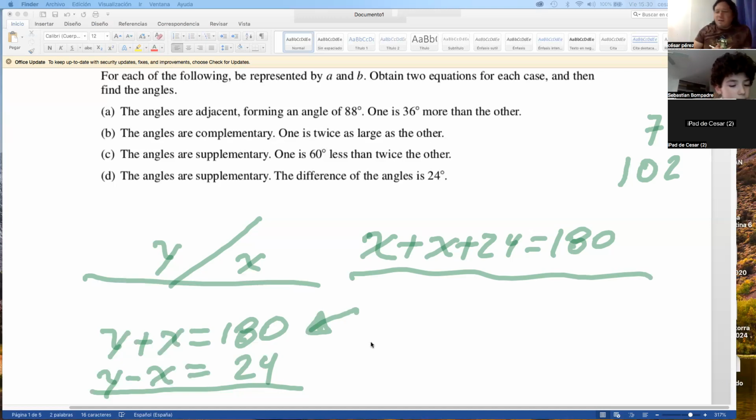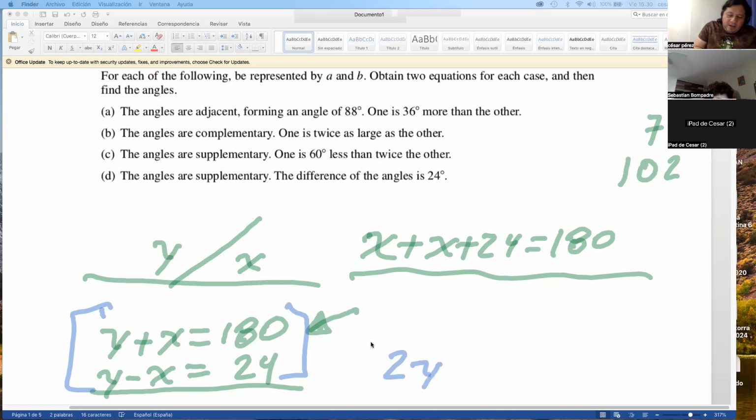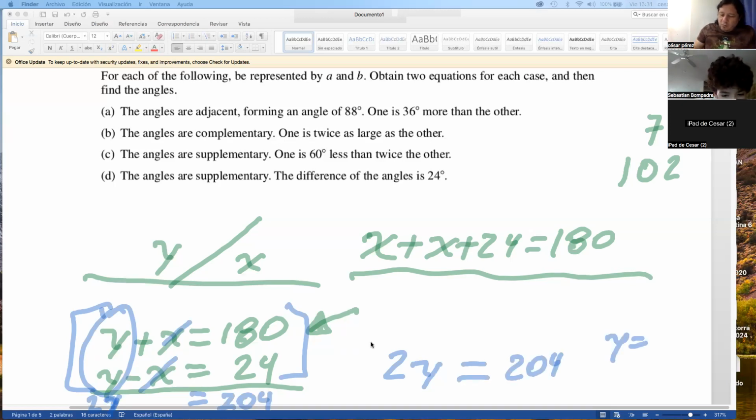We can make a sandwich with them. We can take them and add. We will have x plus y, plus y, 2y; x minus x, 0; and 180 plus 24. Here we have the equal sign. So 2y equals 204. Y equals 102. Sometimes it's very easy to make a sandwich with all the equations. You can put them all together and make only one equation.